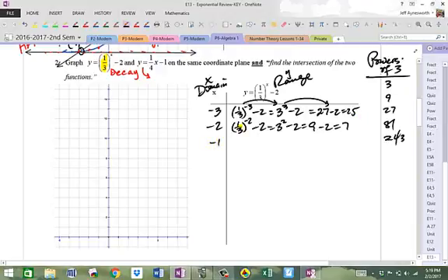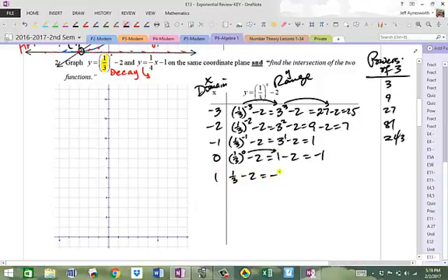When x is -1, we have 1/3 to the -1 power minus 2, and that's 3 to the first power minus 2. 3 minus 2 is obviously 1. When x is 0, we have 1/3 to the 0 power minus 2. That's 1 minus 2, or -1. Remember, any fraction to a 0 power is 1. When x is 1, we get 1/3 minus 2, which is just -1 and 2/3.